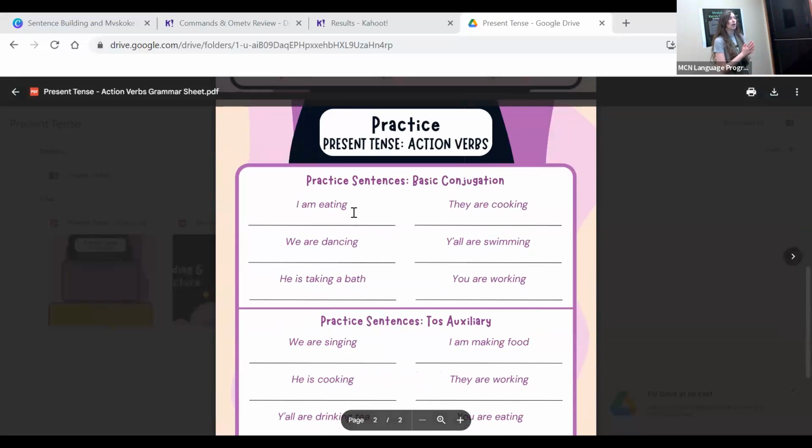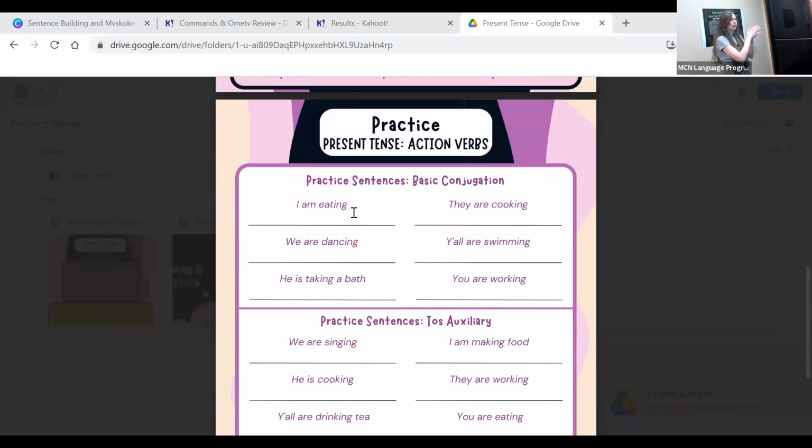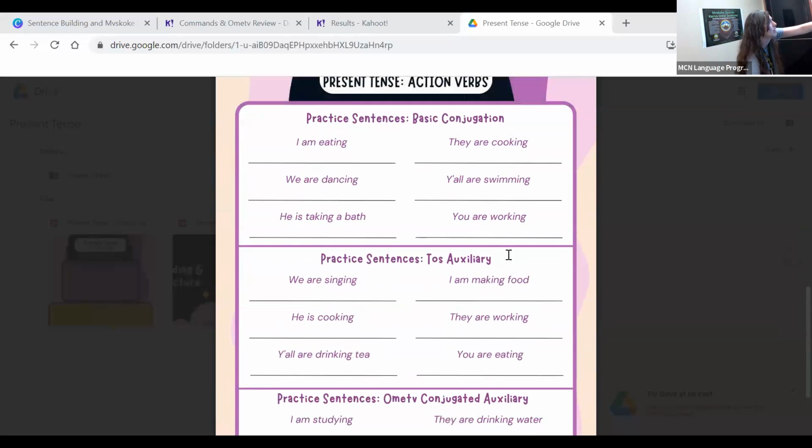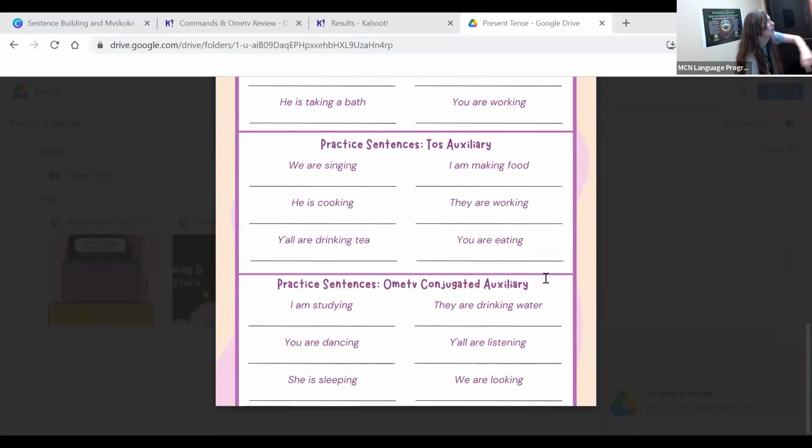And I have it so that you have to practice every form. So I, you, we, all forms in every present tense type. So basic conjugation, auxiliary, and conjugated auxiliary. So you can practice all 3 of them. That way we get practice with all.